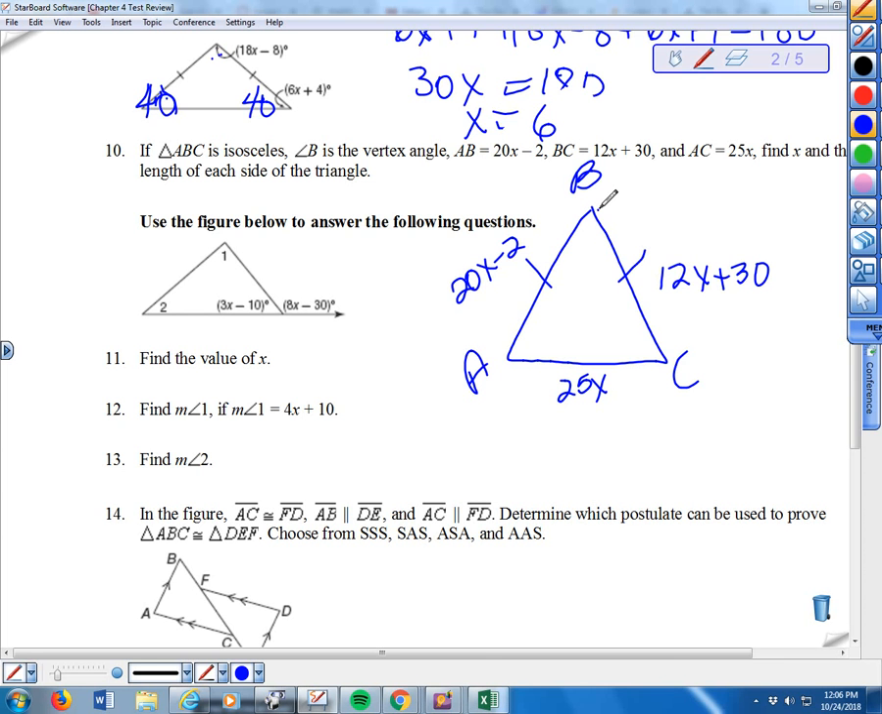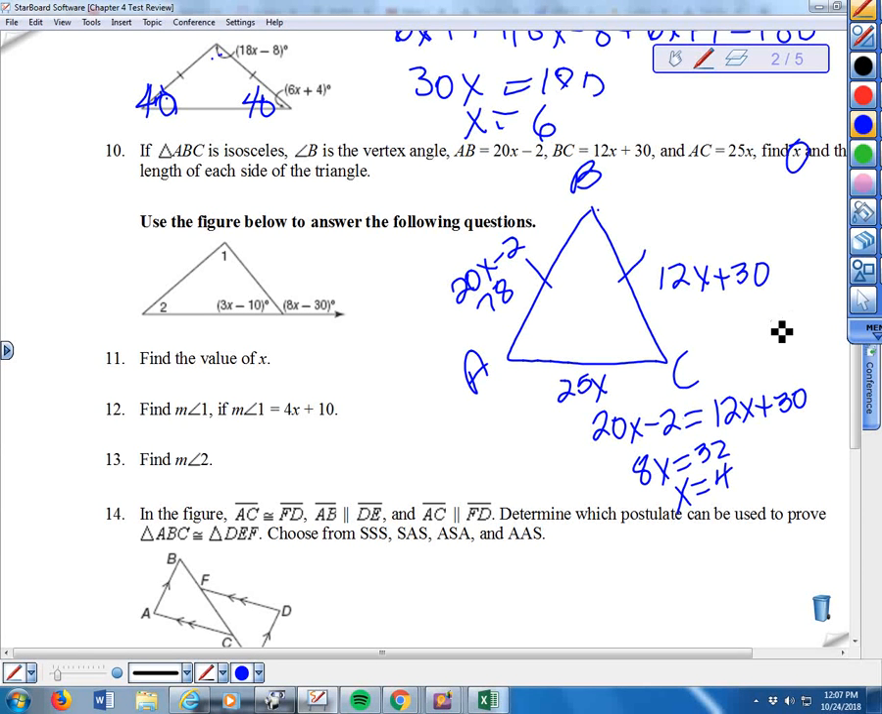Now, I know these two must be equal. 8x equals 32. So x is now 4. So I found x, which was the first thing. Now I'm just going to plug it in and find the length of the sides. 4 times 20, 80 minus 2, 78. This should be 78 if I did my math right.